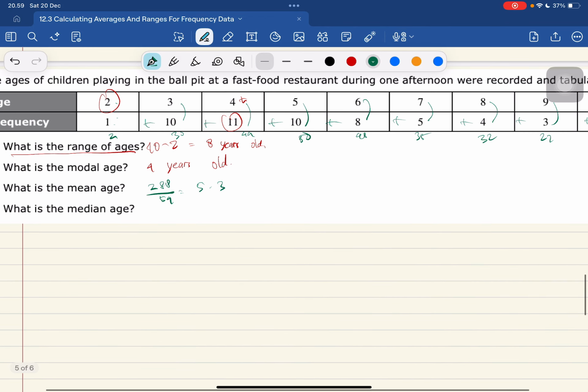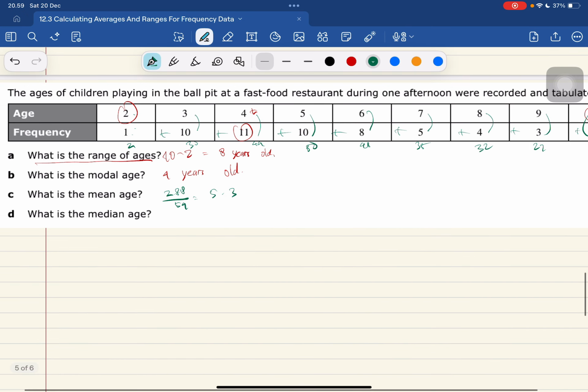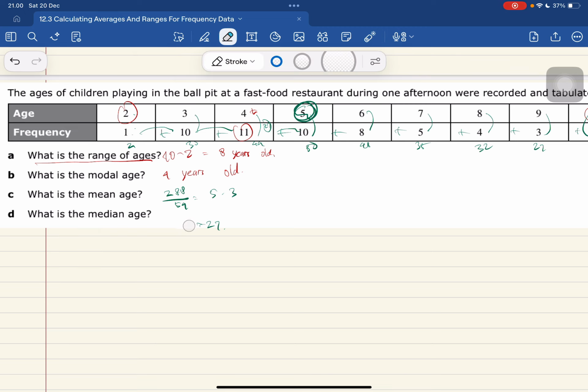Now what is the median? We got the total frequency is 54. We divide by 2, so this is 27. Let's count until 27. This is 11, plus 11 is 22. It's not yet. 22 plus 10 is 32. So 27 is here in 5 years old. So the median is 5 years old.